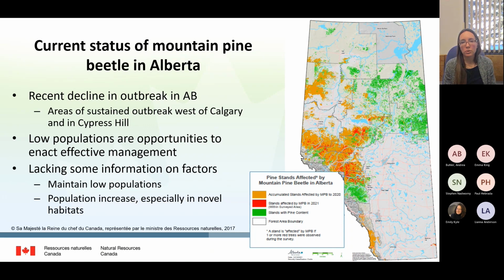And there are some areas with sustained outbreaks, such as west of Calgary and around the Cypress Hills area. But in general, we're seeing lowering of the population. This gives us opportunities to enact effective management. But the problem is we need information. We need information on what maintains low populations and how to find those low populations, and also how to measure when populations are increasing, especially in these novel habitats like what we have in Alberta.